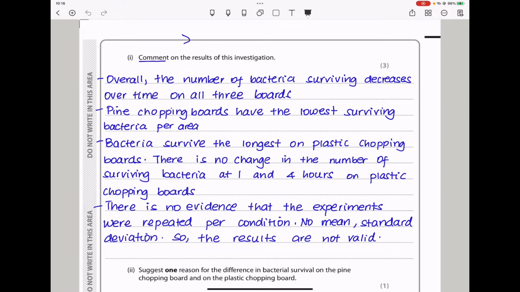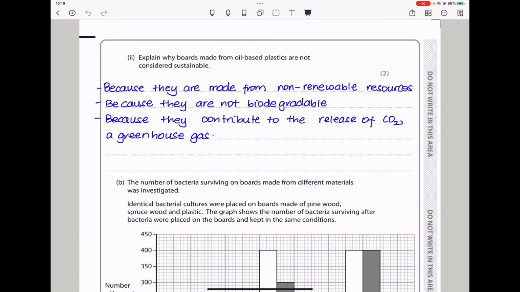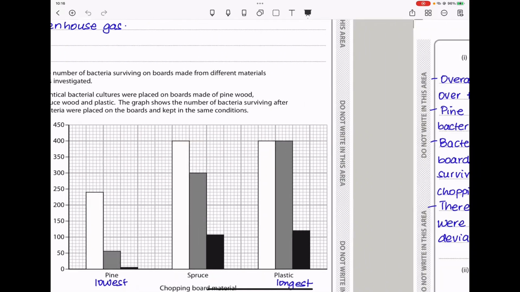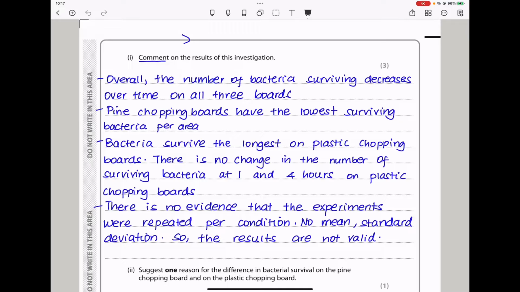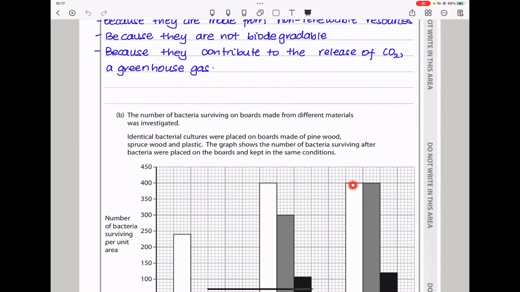So here they say, comment on the results of this investigation. So I said overall, the number of bacteria surviving decreases over time on all boards. That's true. They all decrease. And then pine chopping boards had the lowest surviving bacteria per area at all times. And bacteria survive the longest on plastic chopping boards. There is no change in the number of surviving bacteria at 1 and 4 hours on plastic chopping boards. That is true. We have it here.